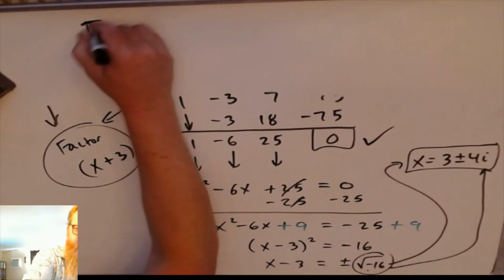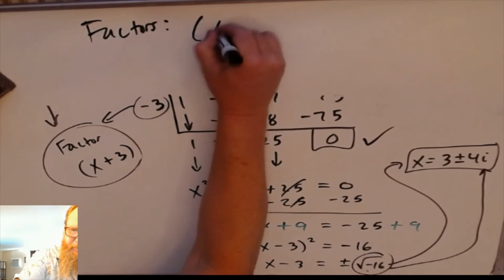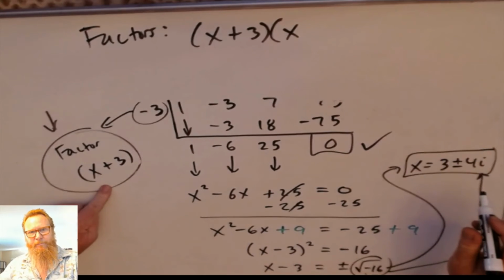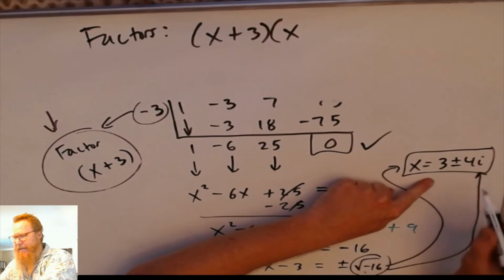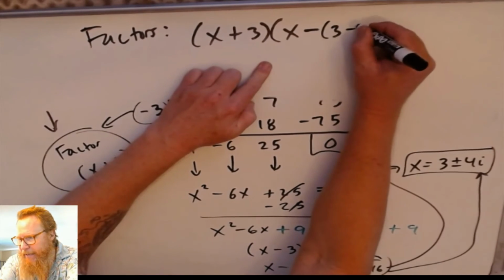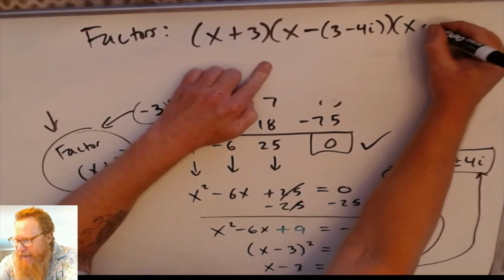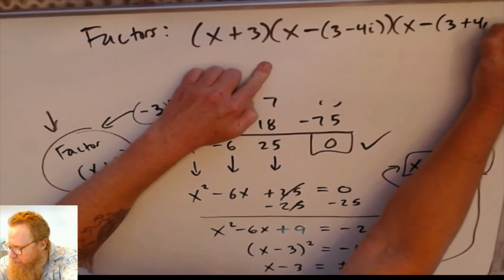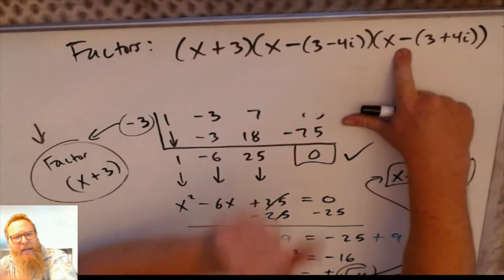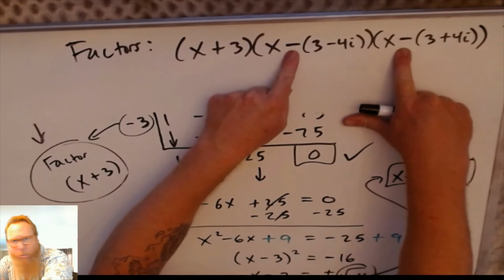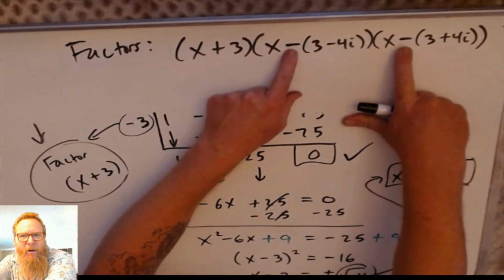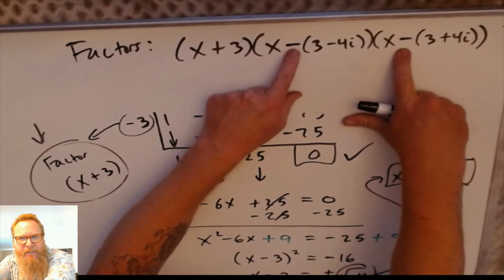Okay, and so my factors are x plus 3. That's this one. And then these two. Now you got to be careful with the imaginaries. It's x minus 3 minus 4i and x minus 3 plus 4i. They originally start with minuses, always. So your imaginary solutions, when you write them as factors, always begin as negatives.